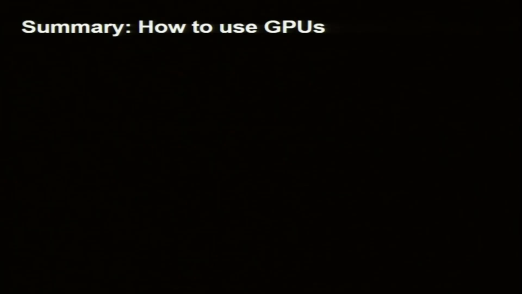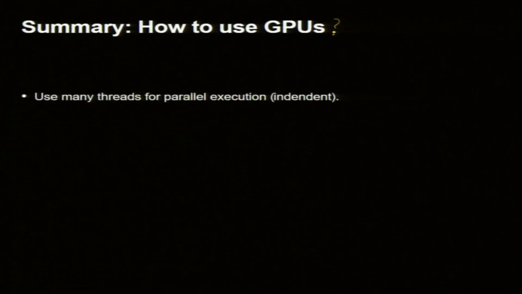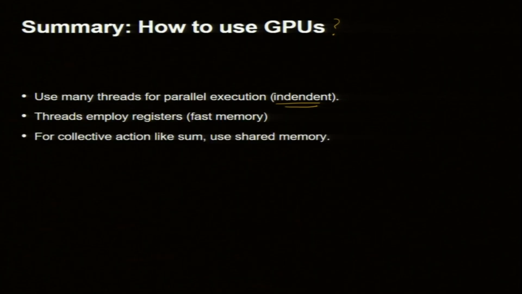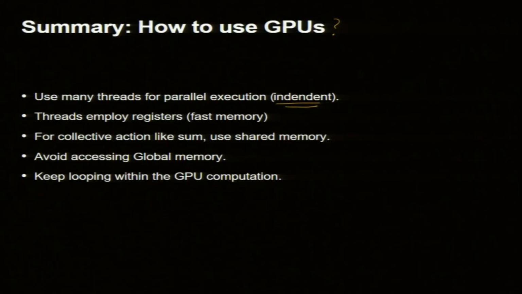Now, summary. How to use GPUs? Use many threads for parallel execution, and they should be independent. Of course, you cannot obtain this independence all the time. For example, in the finite difference method, they are not independent, so you have to use shared memory for that case. Threads employ registers which are fast. For collective action like sum, use shared memory, or also for derivatives I showed you, you need shared memory. Avoid accessing the global memory. Keep looping within the GPU itself.